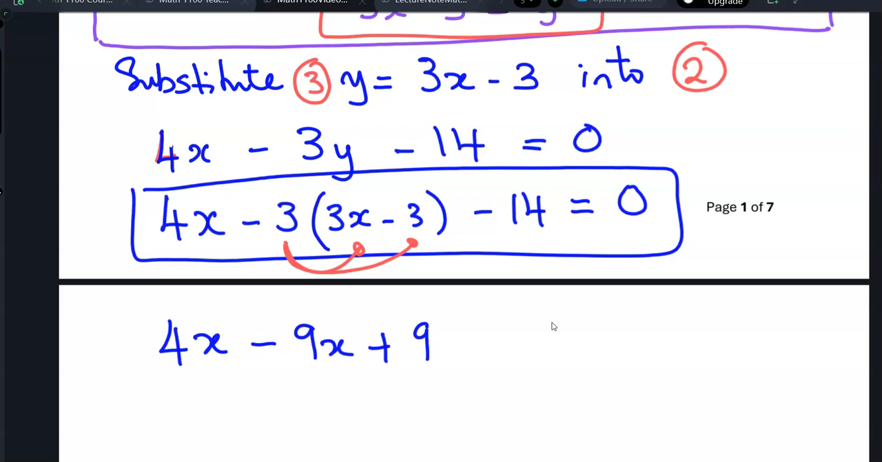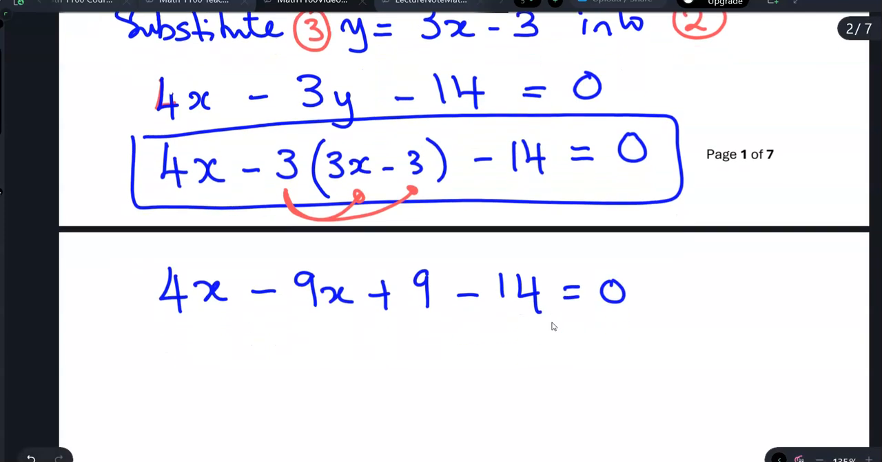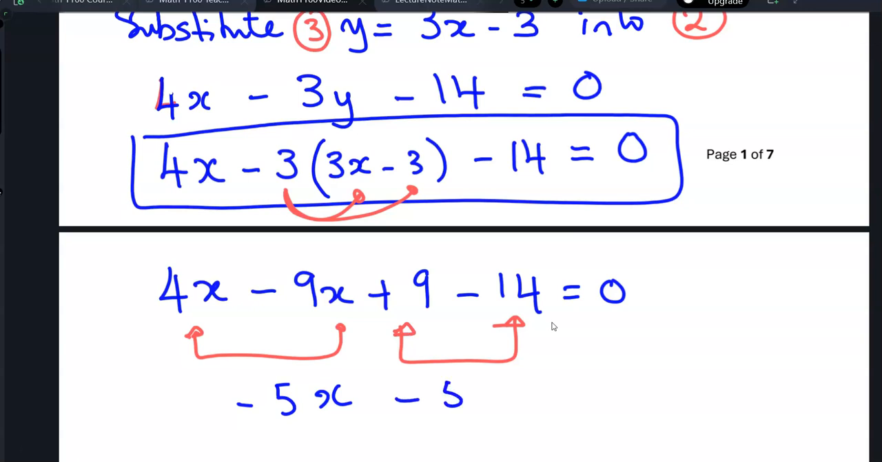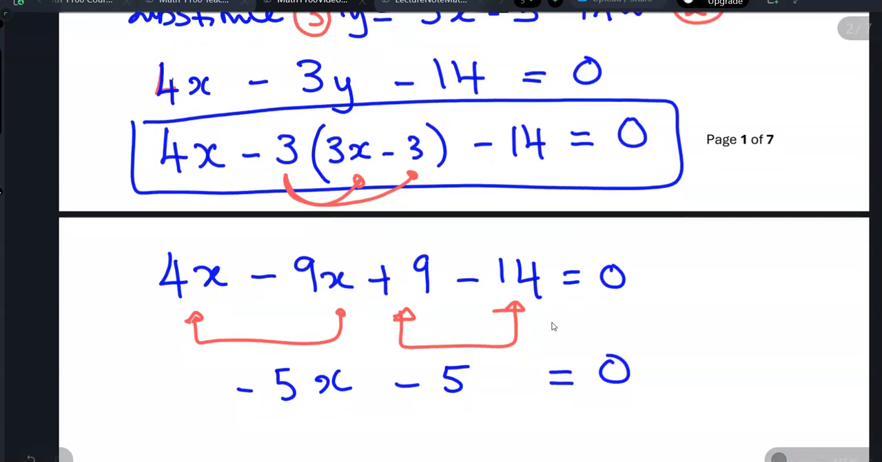Okay, so that will give me negative 14 equal to 0. And I collect the like terms. This collect with that, I should have negative 5x. And collect this with this, I should have negative 5, so it's equal to 0.